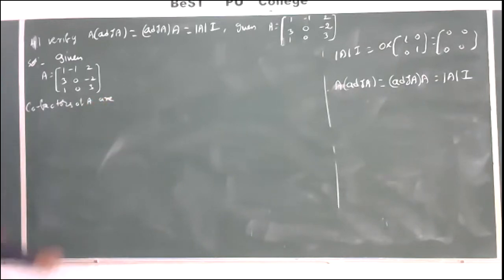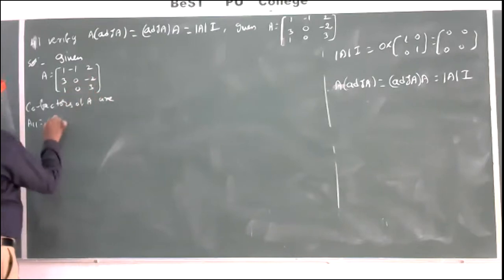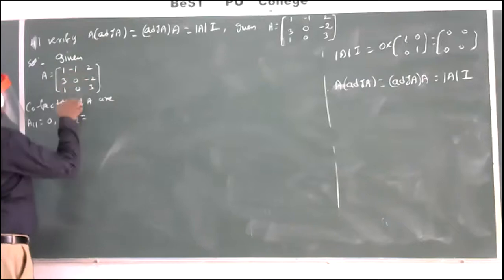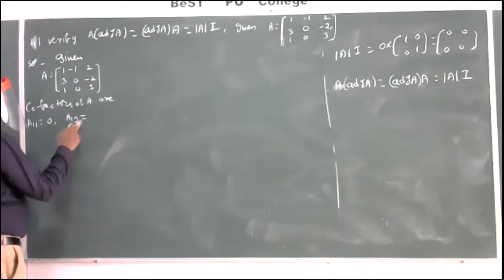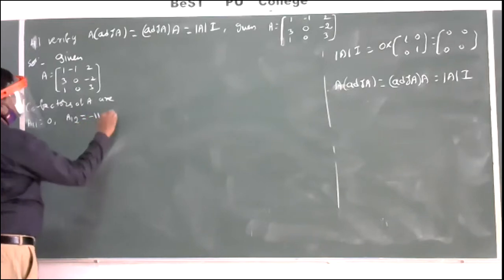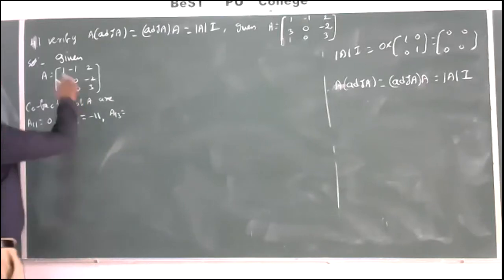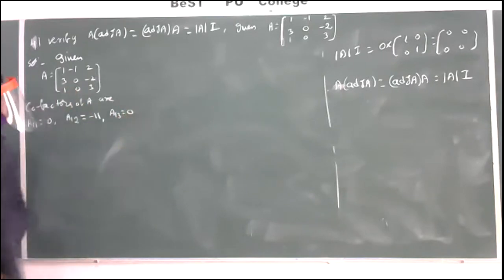Cofactors of A are capital A11, plus, left this row and column, 0 minus 0, the value is 0. A12, left first row and second column, 3 into 3 is 9 plus 2, 11, but A12 is negative, that's why minus 11. Next A13, left first row and third column, 3 into 0, 0, 1 into 0, the value is 0.